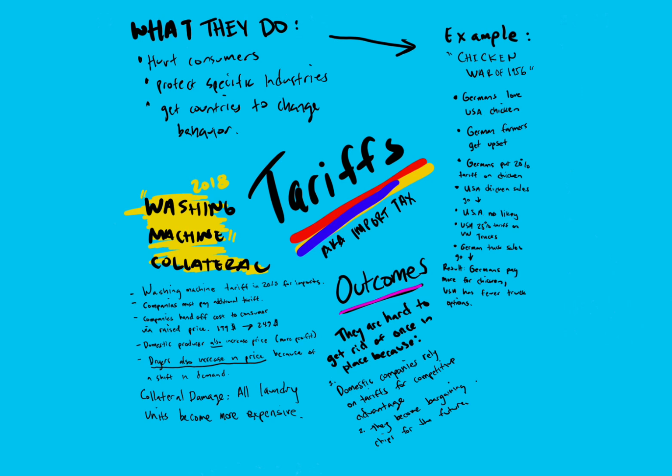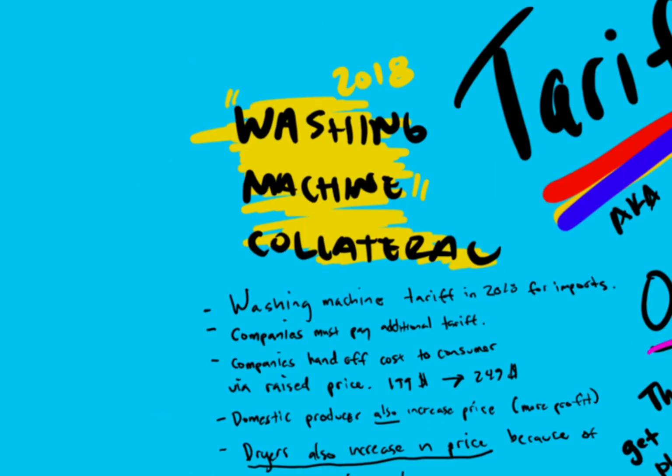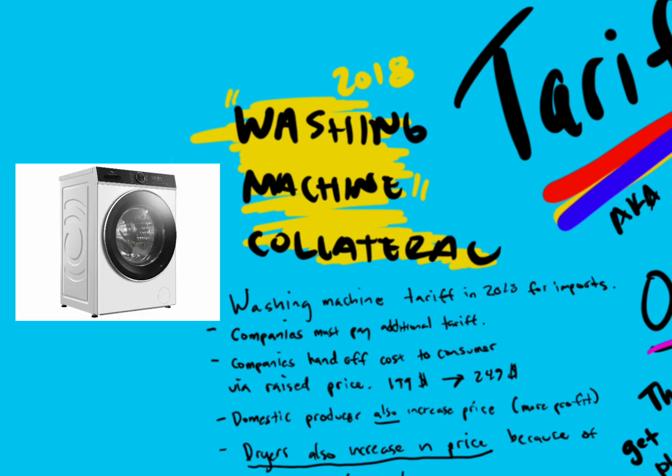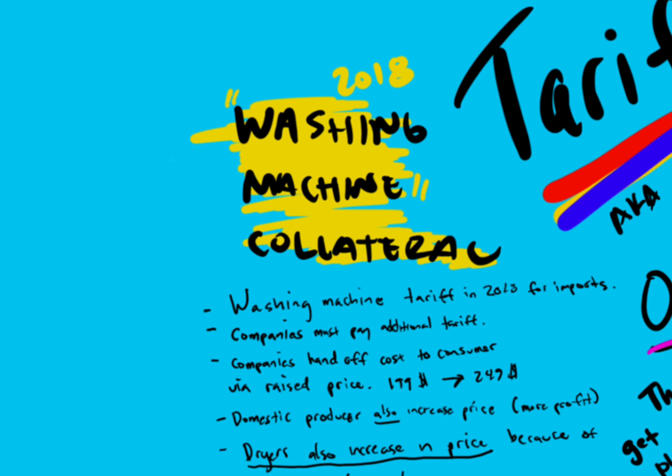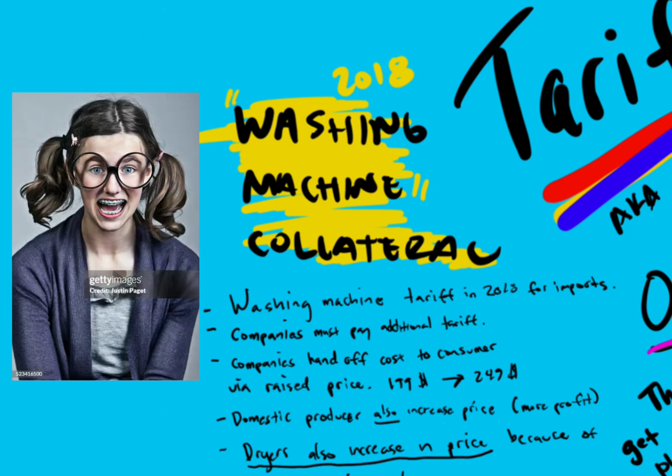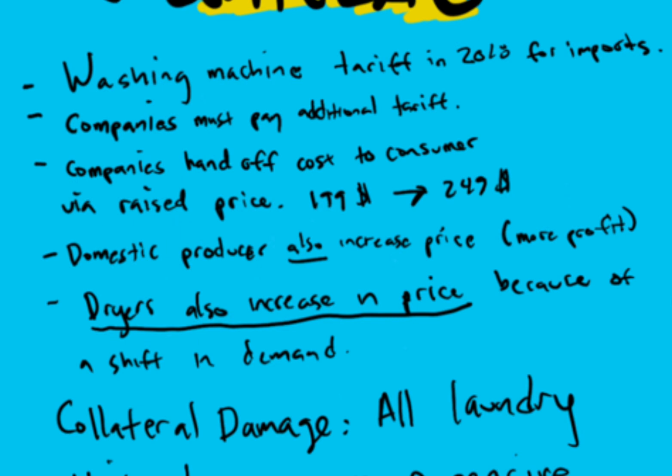So another thing to understand about tariffs is that there's collateral damage from imposing a tariff. We can look at 2018 when Trump was like, we're going America, yo, and we're starting in the laundry room. And he put a tariff on washing machines. This tariff impacted Samsung and LG and some other international companies that were big brands in the United States. The companies had to pay this additional tax imposed upon them. And instead of paying it themselves, they just inflated the price. So they handed that cost off to the consumer, which is you, me, and Becky Lee. And this raised the price, hypothetically, from $199 to $249 for a washer.